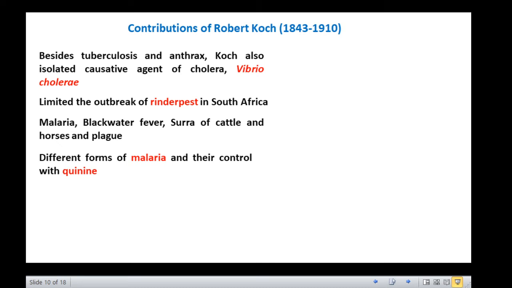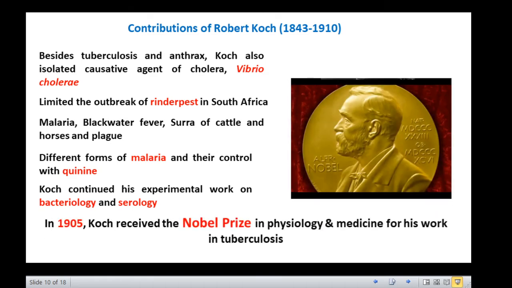Thereafter, Koch continued his experimental work on bacteriology and serology. In 1905, Koch received the Nobel Prize in Physiology and Medicine for his work in tuberculosis. Koch was duly honored by his own country.